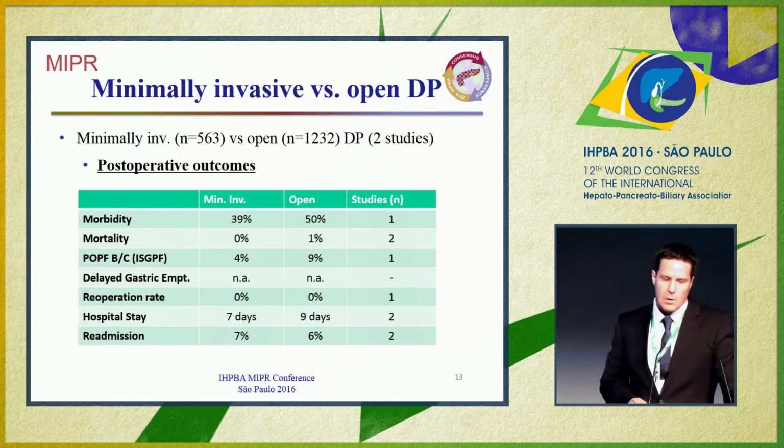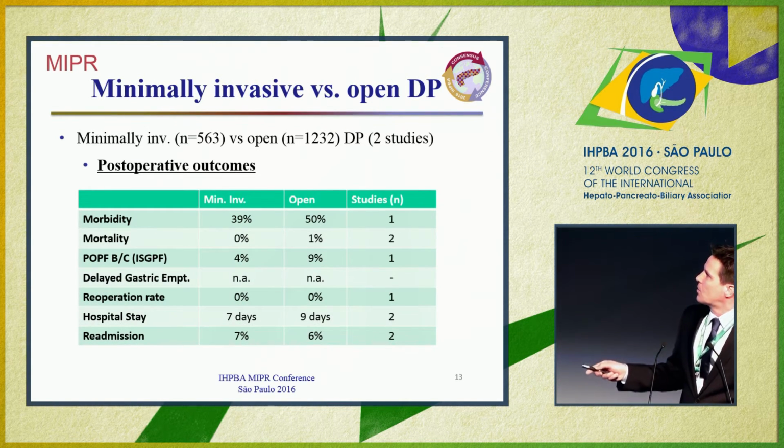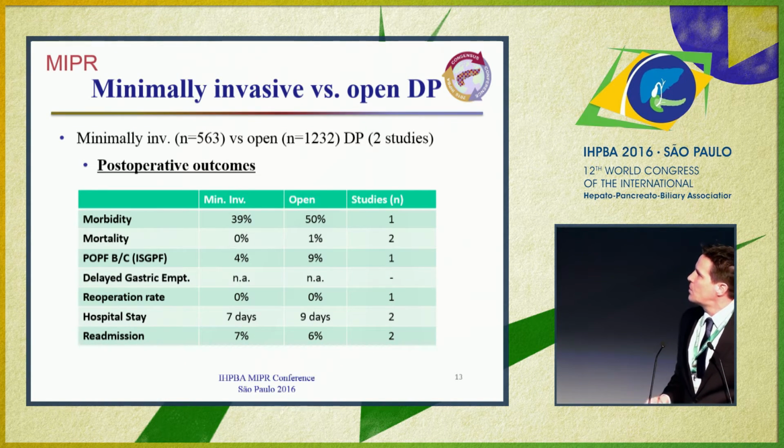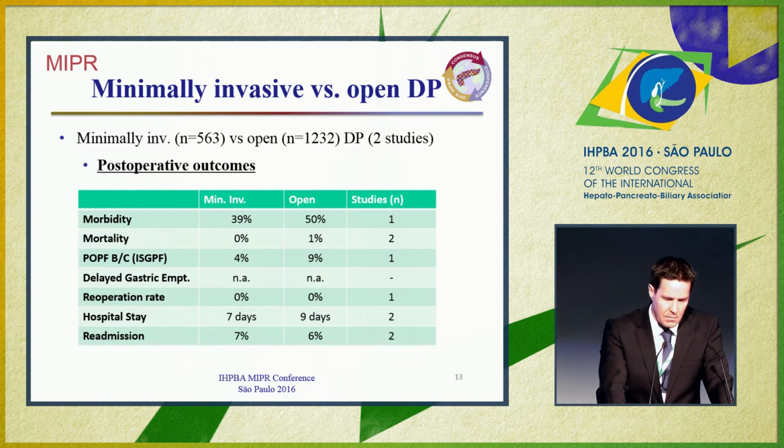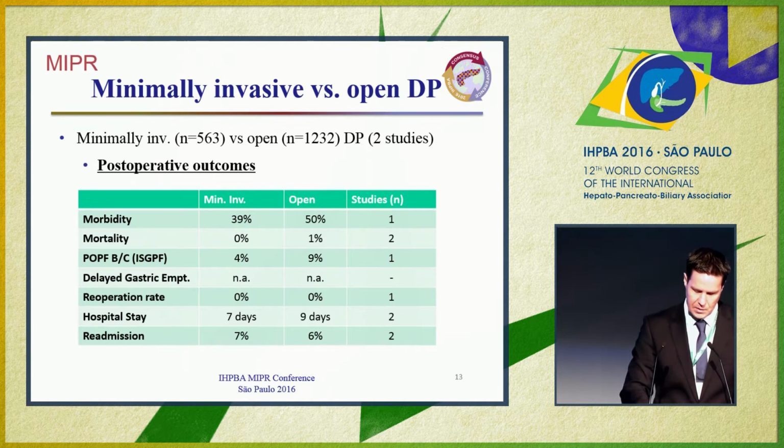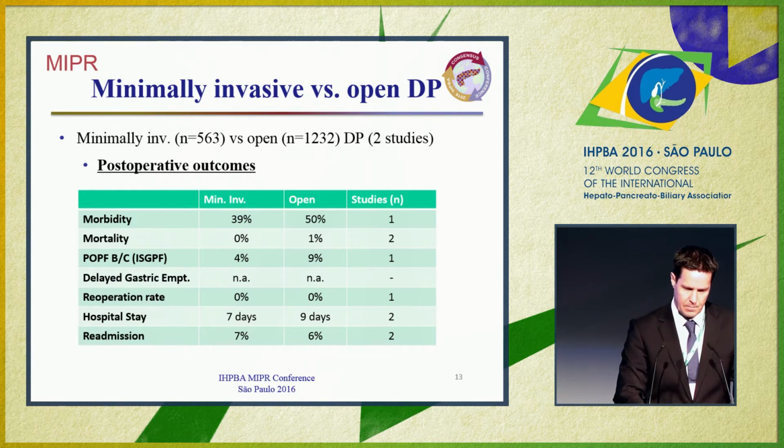Postoperative outcomes within this comparison, I think these are the real rates, 39% of morbidity versus 50%, mortality almost 0. Again, I think an underestimation of postoperative fistula rates, 4 versus 9%, no data for delayed gastric emptying, and no reoperation rate, 0 count in both groups. This is almost too good to believe. Hospital stay, 7 versus 9 days, readmission rates, 7 and 6%, all good and plausible.